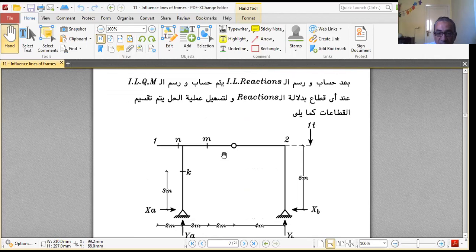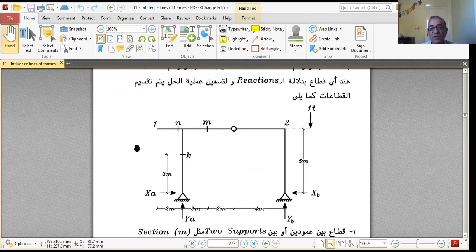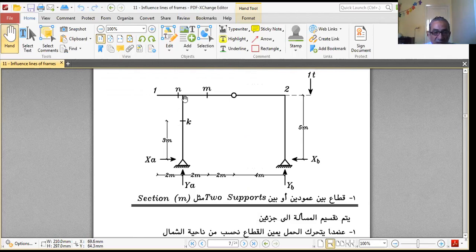Okay, after we calculate and draw the influence line for reactions, we calculate and draw the influence line for normal, shear and moment at any section. And to make it easy, we divide the sections or classify the sections as follows. Section N, M, and K. And we have the cantilever 1 and point 2, which is the hinge connecting the right column to the beam.